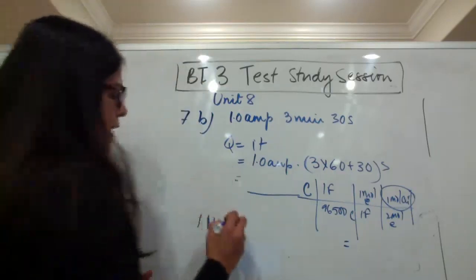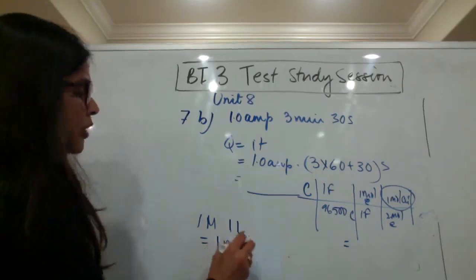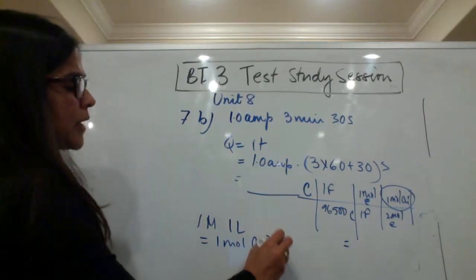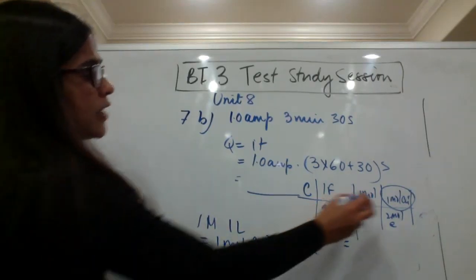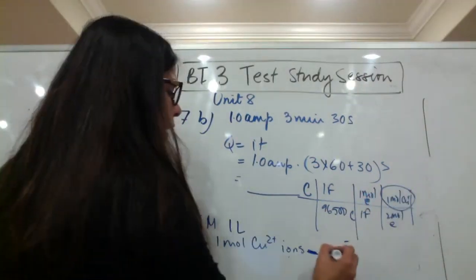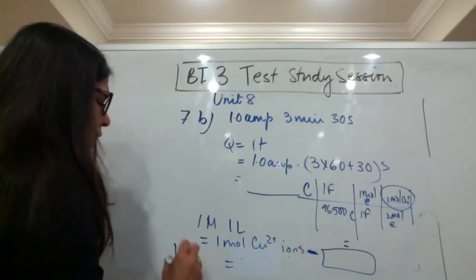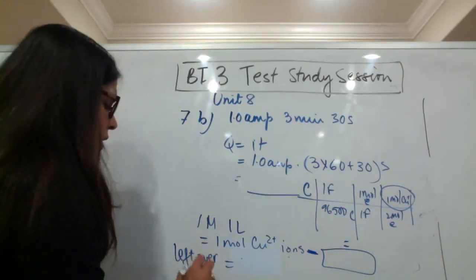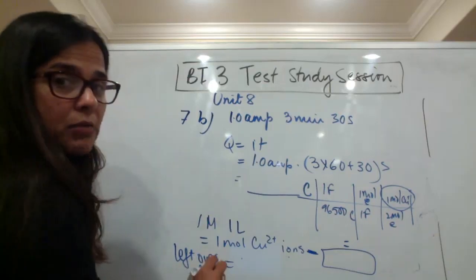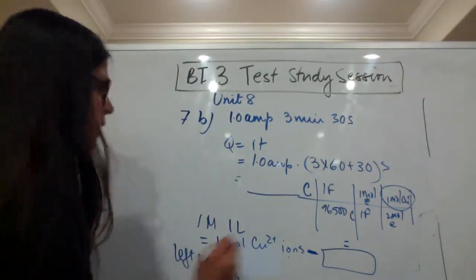But let's say I said there was 1 liter of it, right? So you know that you started with 1 mole of Cu2+ ions. And then using this, you'll subtract whatever number of moles of ions you got from here, and that will be your leftover Cu2+ moles.